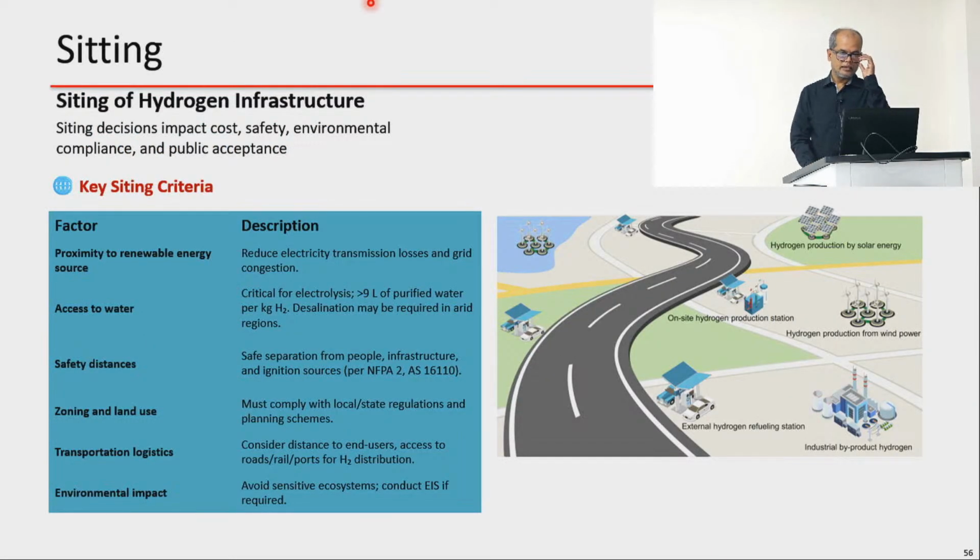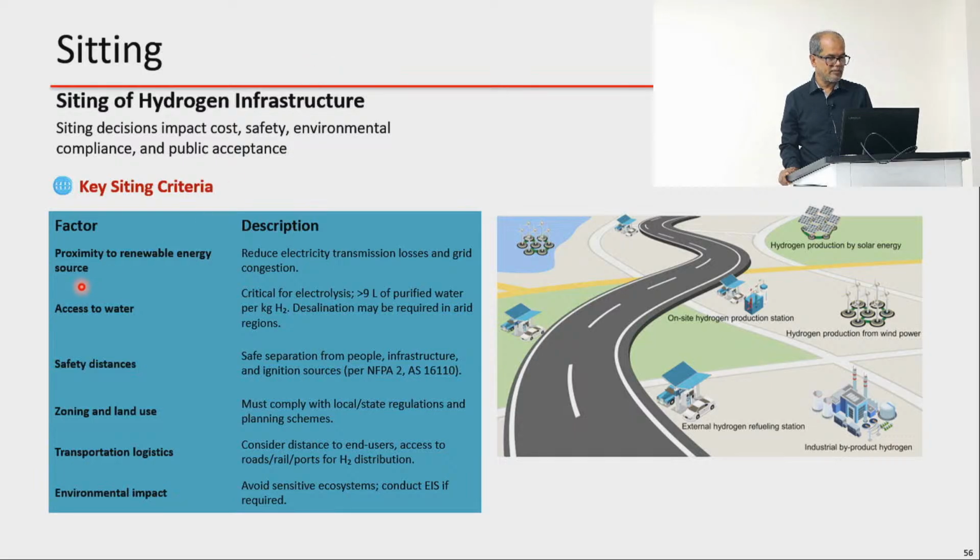Then the final two topics, as I said, the first one is siting. So the hydrogen siting decision, where are you going to put your green hydrogen system. There are some key criteria that might help to decide the hydrogen siting. This decision will definitely impact the cost, safety, environmental compliance, and also public acceptance. So you need to consider all of them.